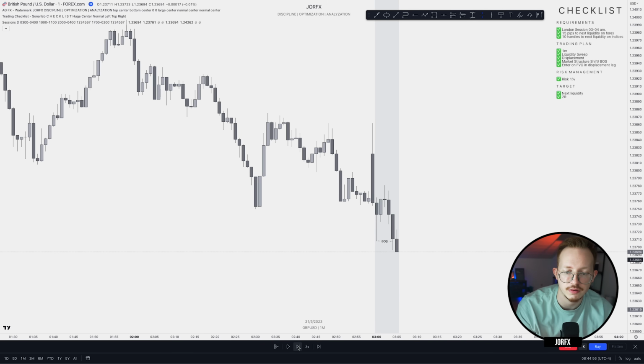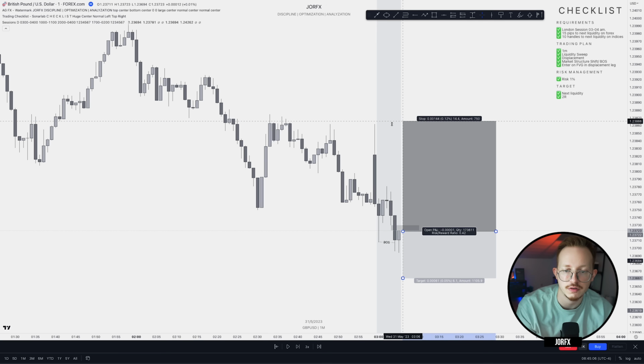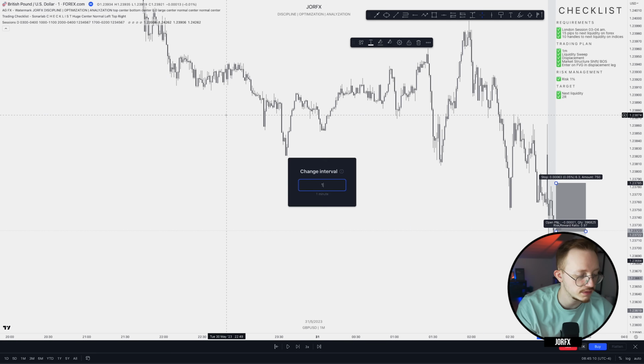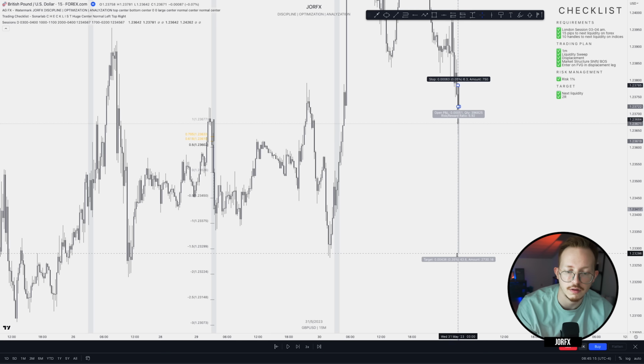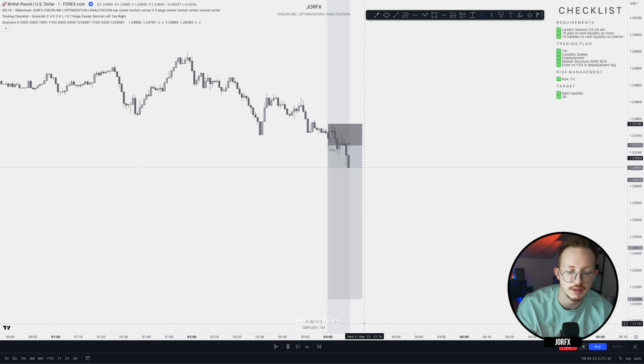So maybe we can enter on this fair value gap. Short position. We can do the stops above here or the stops above there. Let's say we do the stops above here. Let's target sell side liquidity. Sell side liquidity down here. 1 minute, 1/7 position. Okay, let's roll.